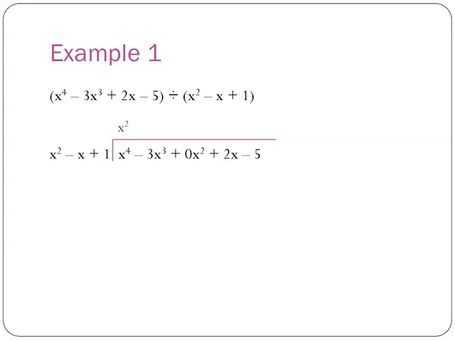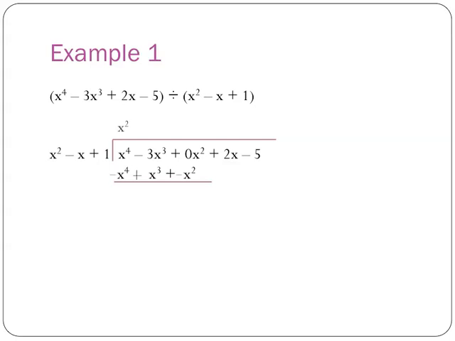And now I'm going to multiply x squared by the entire divisor. So x squared times x squared, times negative x, squared times 1. So that would be x to the fourth minus x cubed plus x squared. Now I'm going to subtract this entire thing. That means that all of these signs need to change. So this is going to become minus x to the fourth plus x cubed and minus x squared.